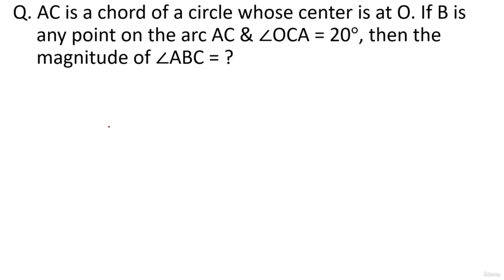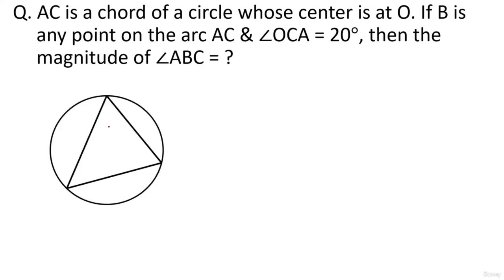All right, guys. So I think you might have got the answer already. We have a circle. AC is the chord and B is any point on arc AC. So I have taken B here. O is the center of the circle, right, guys? And it is given that OCA is equal to 20 degrees.